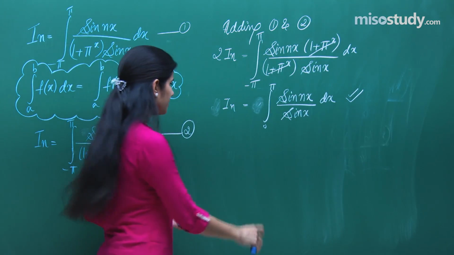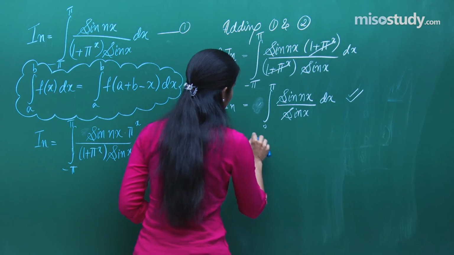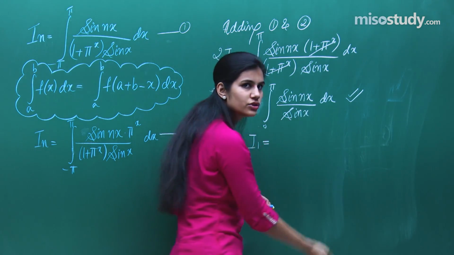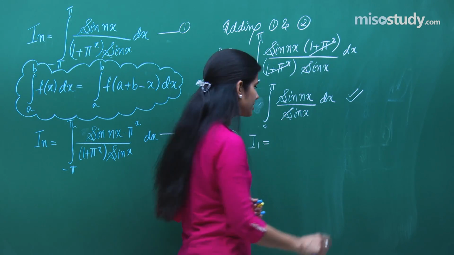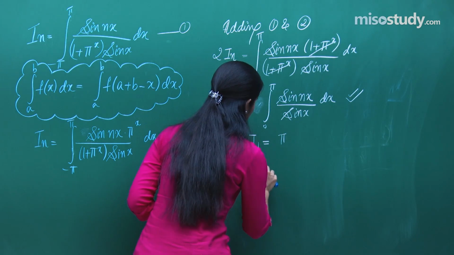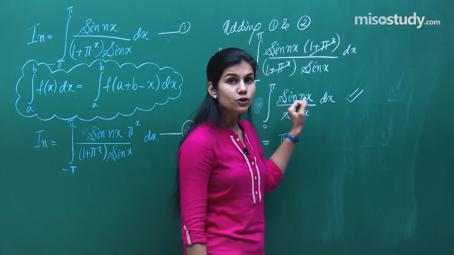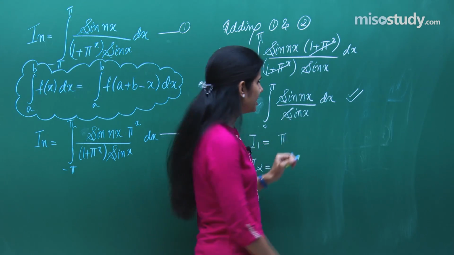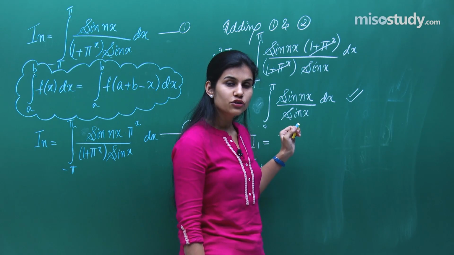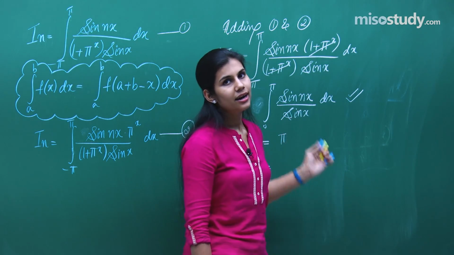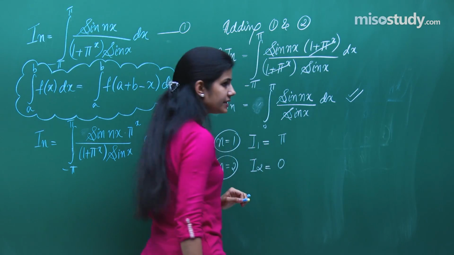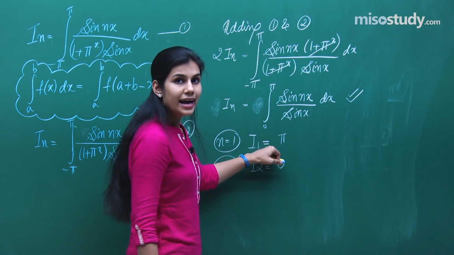If in place of n you substitute 1, you are going to get I1 is what? Sin x upon sin x, which is integration of 1 from 0 to pi, which just gives you pi. And if you put n equals 2, that is going to give you sin 2x upon sin x, which is 2 sin x cos x. Sin x gets cancelled. You are left with integration of cos x with 2 outside. Integration of cos x is what? Sin x from 0 to pi. Again, it gives you 0. So you have 2 into 0, that is 0. That is what you are actually getting.